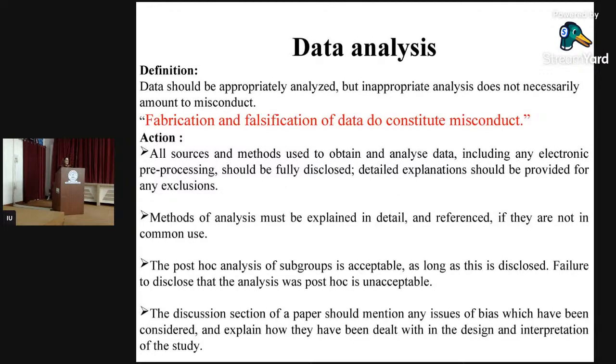Then coming to data analysis. Data should be appropriately analyzed, but inappropriate analysis does not necessarily amount to misconduct. Inappropriate means maybe you have not used the right test, you were not aware. But we always have access to a trained statistician. So before you report your results, take help from a trained statistician. They will help you in designing your work and analyzing your data appropriately. Okay? Fabrication and falsification of data do constitute misconduct.